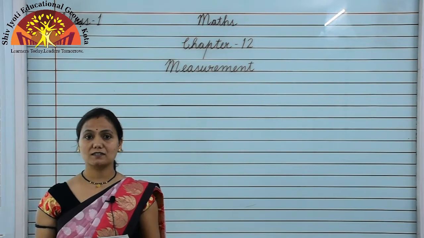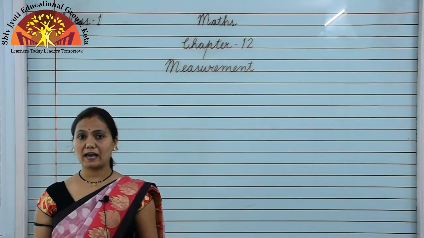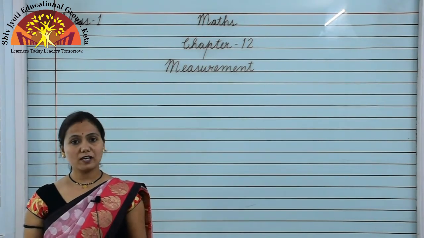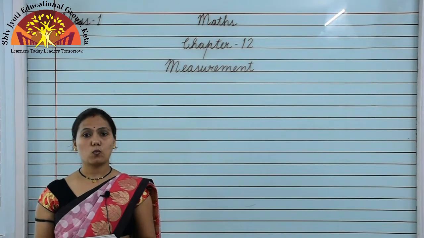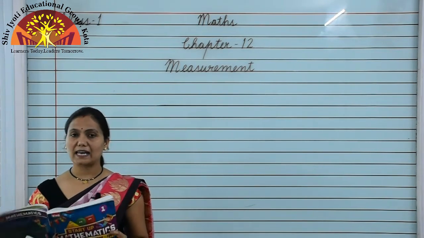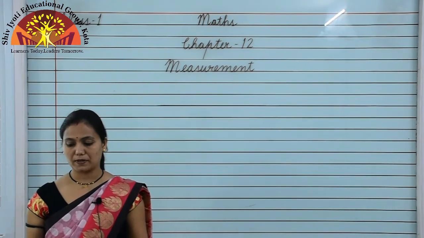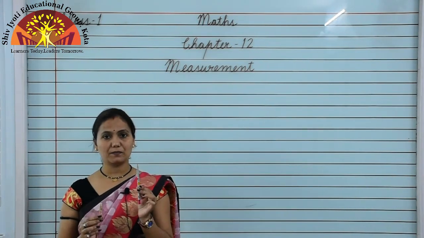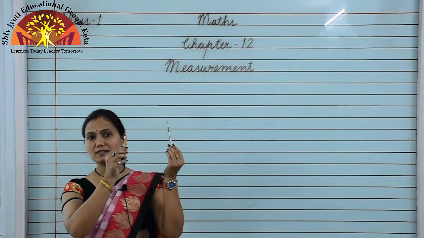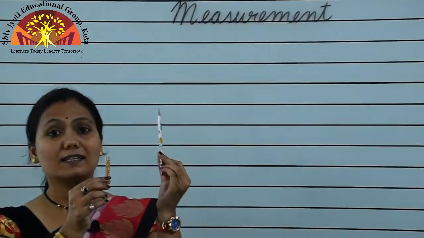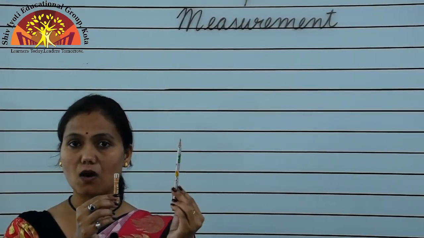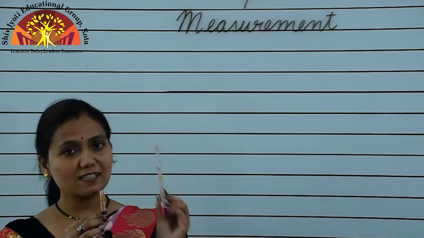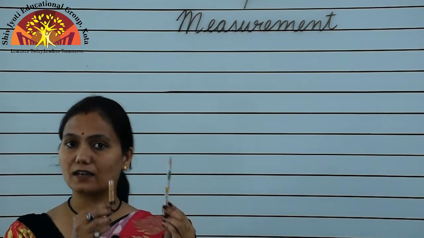We measure things to know how tall, heavy, long, short, etc. they are. We can measure in many ways. First is length. I'll explain you with the help of an example. I am having one pencil and a crayon, as you can see. This colorful pencil is long and this crayon is short. We can say that this pencil is longer than this crayon.